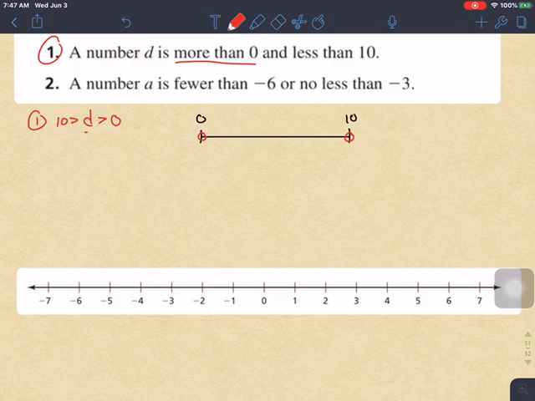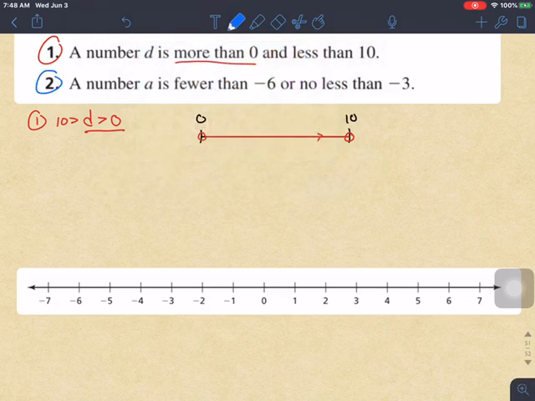And then we've got to figure out how this works. D is larger than 0. Well, larger would be to the right. And then 10, D is smaller than 10. So what happens is that the lines converge on one another, and so basically D is any number between 0 and 10. Okay, we'll go to number 2. We'll do number 2 in blue.